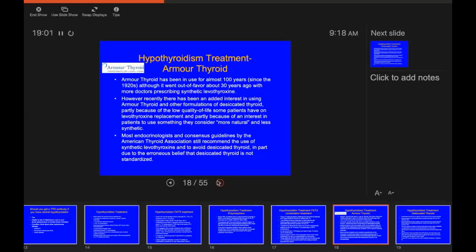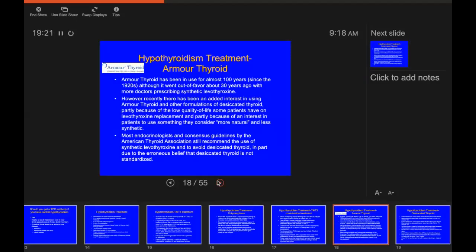either because the patients aren't doing well on the T4, which is probably the main reason. There's an interest in using something the patients consider more natural, less synthetic. I mean, the Armour still comes from a big vat. It's still from a company. It's still packaged in a pill. It looks the same. It looks like a pill. Doesn't look like a pig thyroid, but I think some people at least consider it more natural and less synthetic.